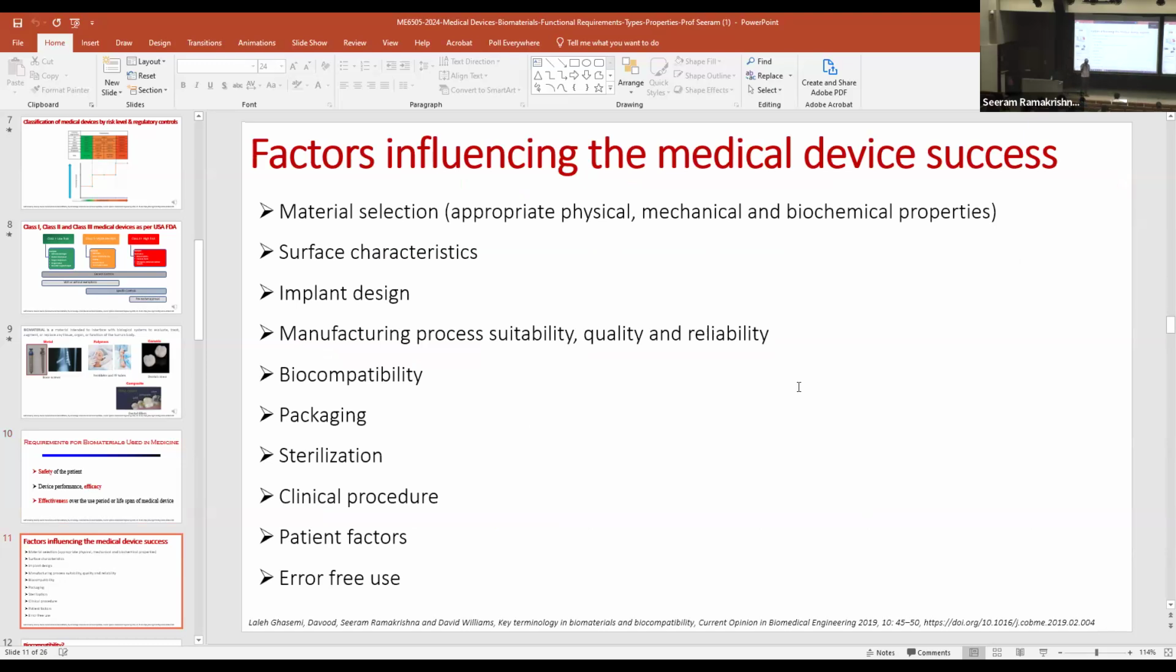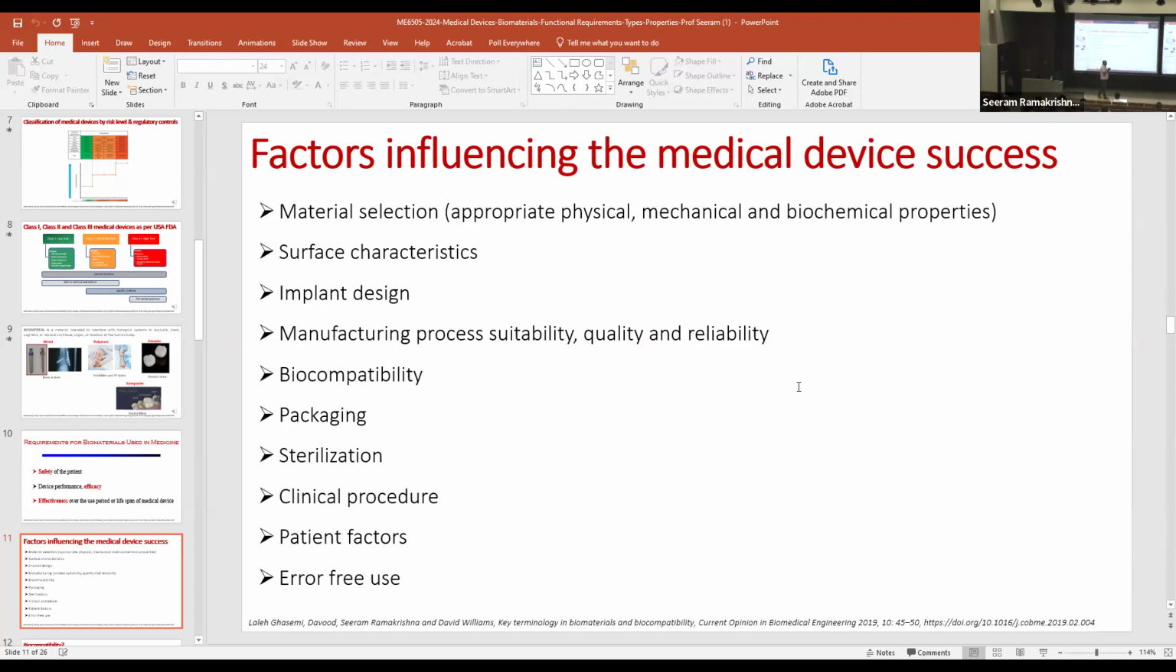Now we can go through a very exhaustive list, and this just gives you some key points, but there are many other factors. The factors that influence the success of a medical device are, first of all, material selection. You have to select the material most appropriately. For example, if you are dealing with soft tissue, you don't want to choose a very, very hard material. You might want to choose a material which is similar in terms of stiffness and elastic modulus. That's one example.